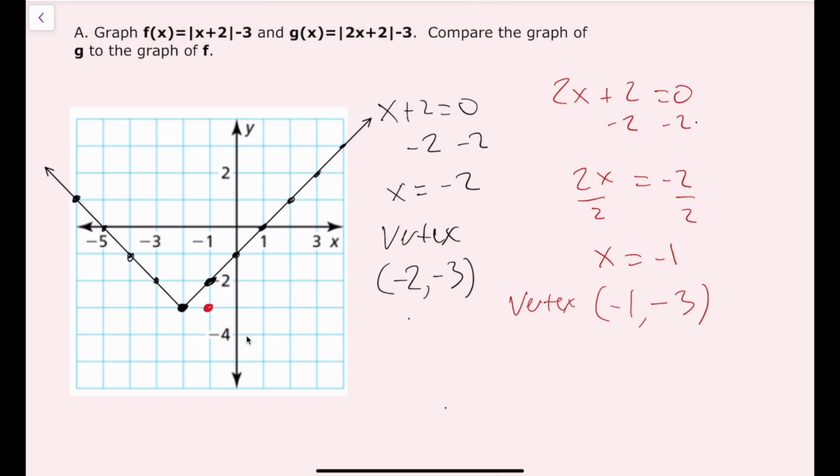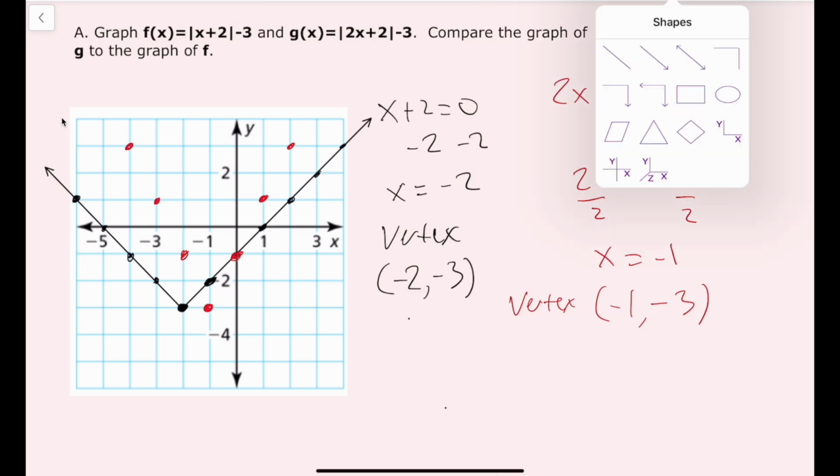So if I go up 2, right 2, and by the way, we know it's not going to be an upside down v because there's no negative on the outside. So anyway, for a v shape with a slope of 2 and negative 2, I'm going to go up 2, right 1. Sorry. And then going to the left, I'm going to go up 2, left 1, and so on. Now I'll draw my rays here.